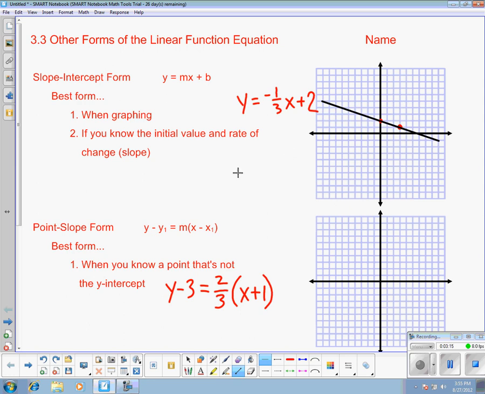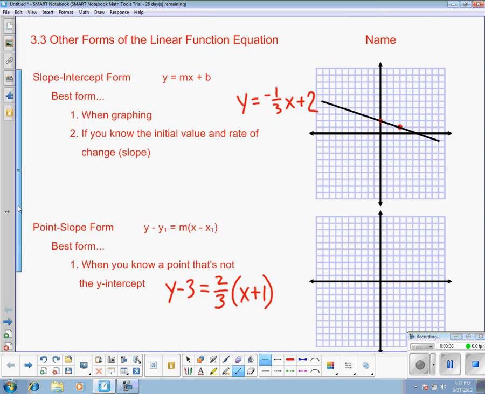When I say initial value, maybe you're saving up and you've got $318 in the bank and you're trying to get to $500 for a new iPhone and you get $17 a week for mowing the grass. Well, you know the initial value, which would be the y-intercept, and you know the rate of change, and you can make a linear function for a real-world situation like that.